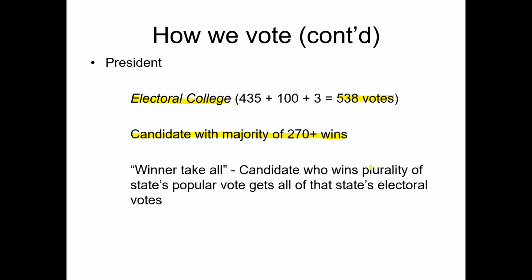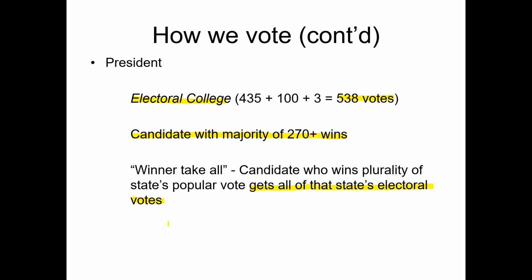The winner-take-all system has evolved over time, which means that the candidate who wins the plurality of that state's popular vote gets all of that state's electoral votes. States figured out fairly early on that this was going to be to their advantage because the presidential candidates would pay more attention to them if they would get all of those votes in one block rather than just being divided on a portion of the popular vote, which really wouldn't make that much more difference than the popular vote anyway.